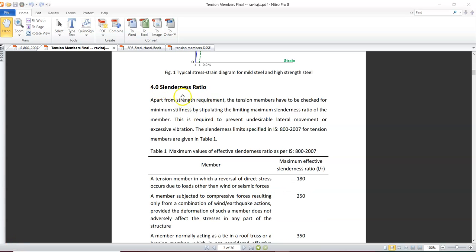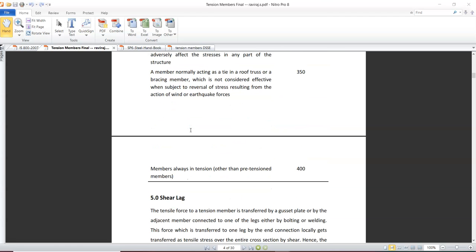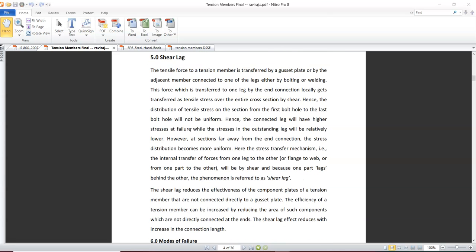Coming to the slenderness ratio, which will be explained in much more detail in the module design of compression member. The timing can be eliminated.